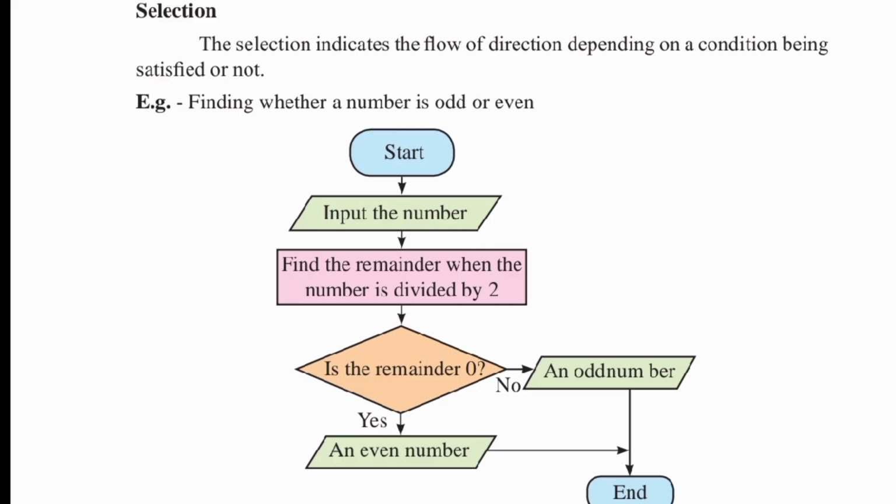So selection is a situation where steps are executed depending on whether a condition of an algorithm is satisfied or not. It basically means if the given condition is satisfied, one is selected, and if it is not satisfied, then the other selection is selected.